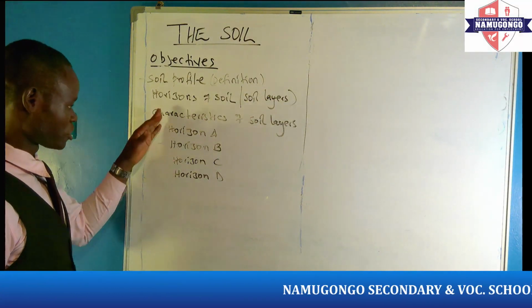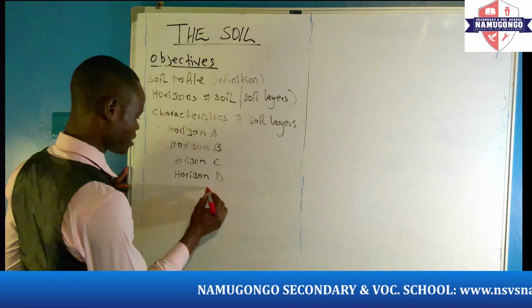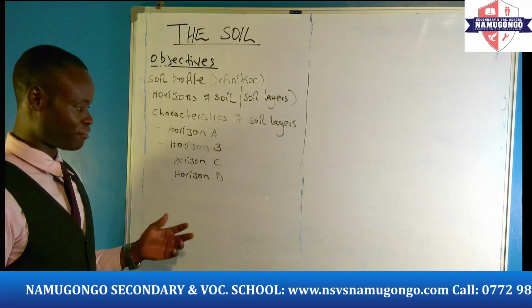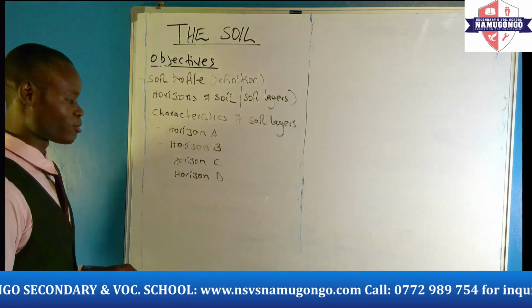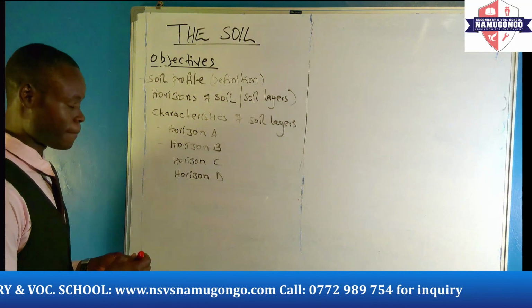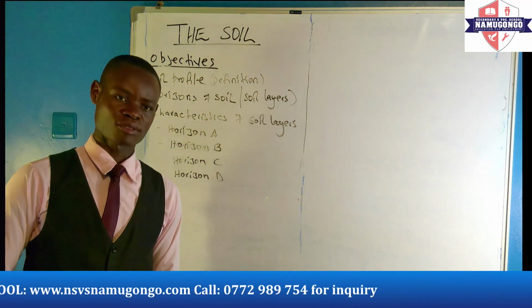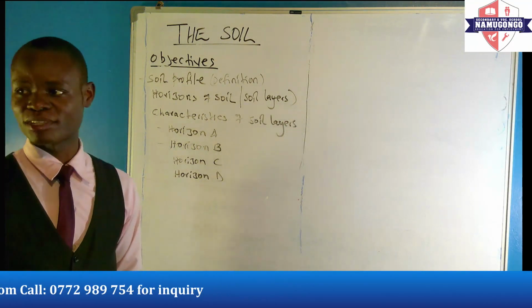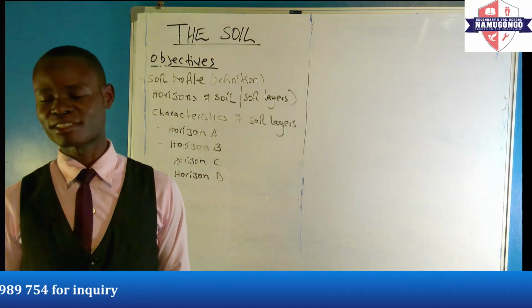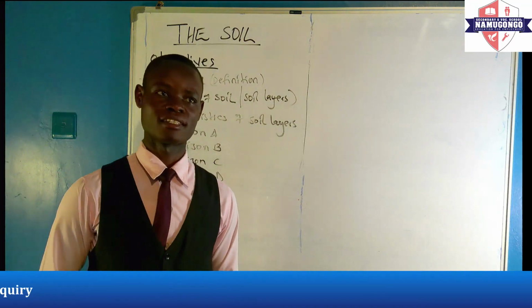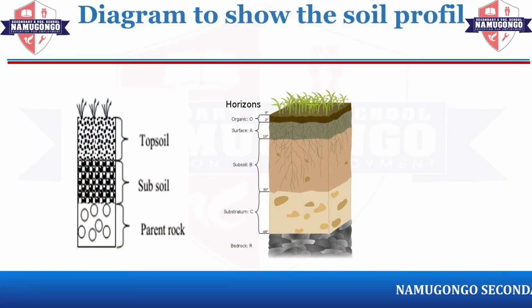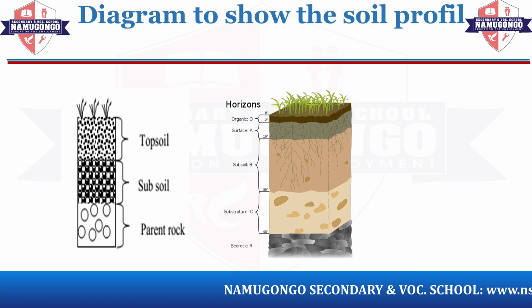So we shall assemble the different soil layers depending on their degree of maturity or their level of development. Soil profile is the vertical arrangement of soil layers in their various stages of development. On your screen, I've drawn a simple representation of how soil is assembled.